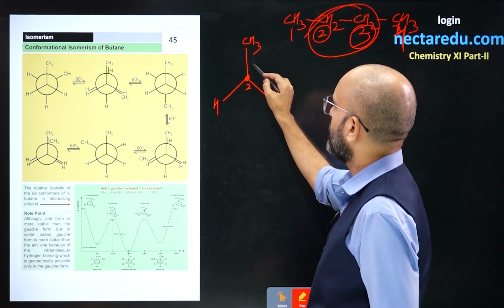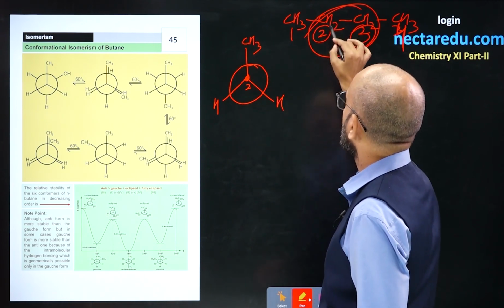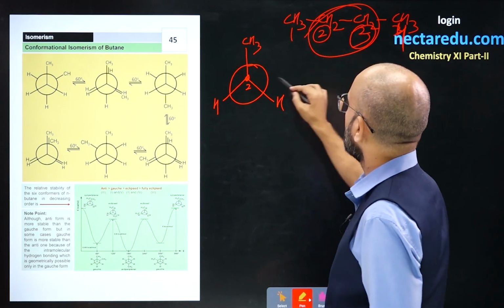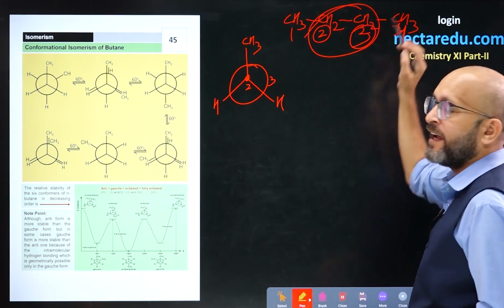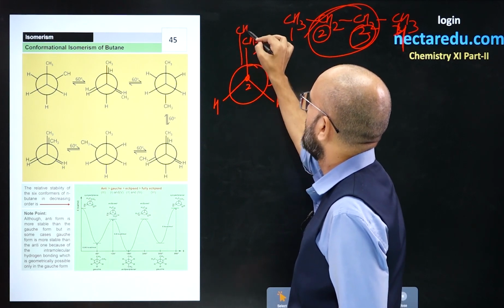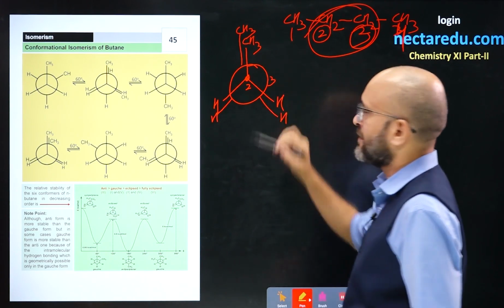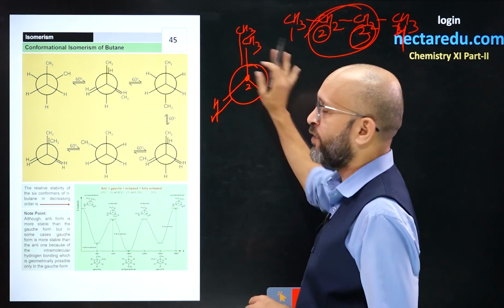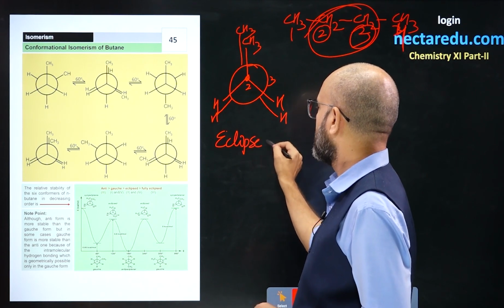Now I am taking the third carbon. Second carbon, you can see 2 hydrogens are there and 1 methyl is there. And at the third carbon, this will have 2 hydrogens over here and 1 methyl group. I have taken this conformer for butane and you can see all are overlapping. So this is eclipse form.